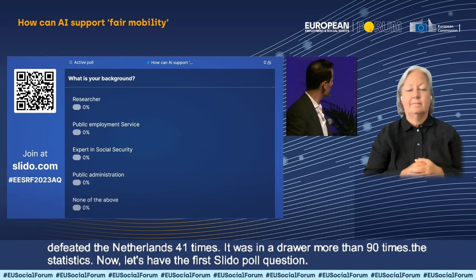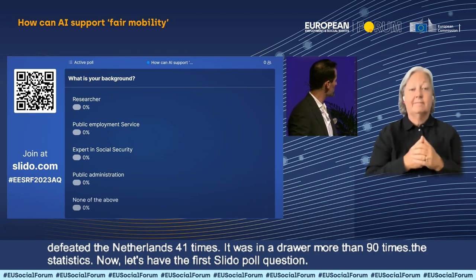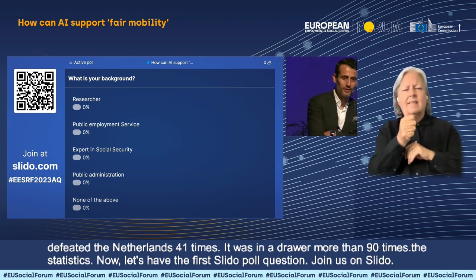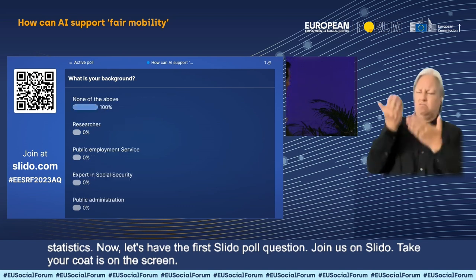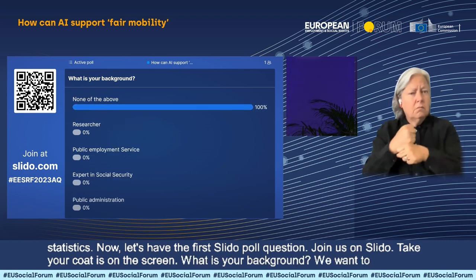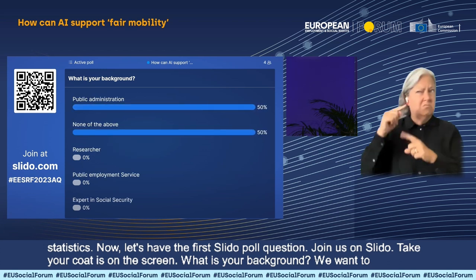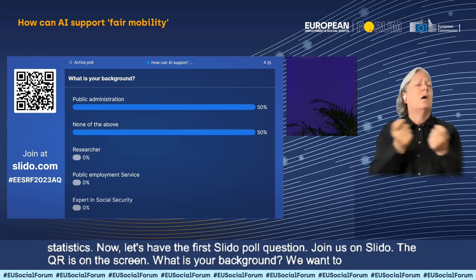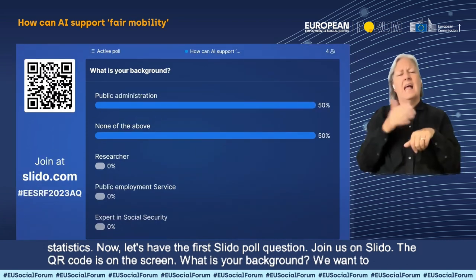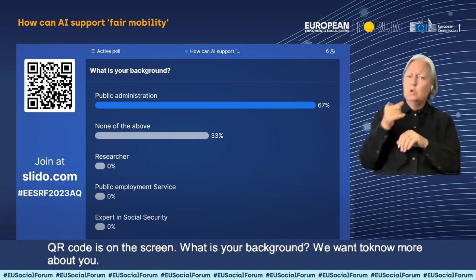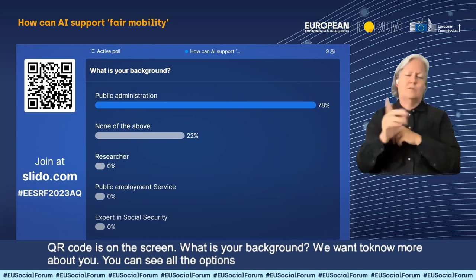Excellent. Join us on Slido. The QR code is on the screen. What is your background? We'd like to know a little more about you. Are you a researcher? None of the above? Are you a public employment service person, public administration, or an expert in social security? Don't worry, we cannot trace the data back to your individual person. This is just collective data.